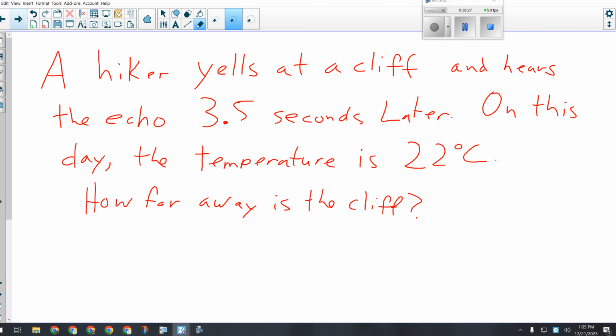Try this one. It's an echo question with the air temperature. On this one, the hiker yells at a cliff, and hears the echo 3.5 seconds later. On this day, the temperature is 22 degrees Celsius. How far away is the cliff? So what can I calculate with the 22 degrees? V is going to be 332 plus 0.6 times 22.